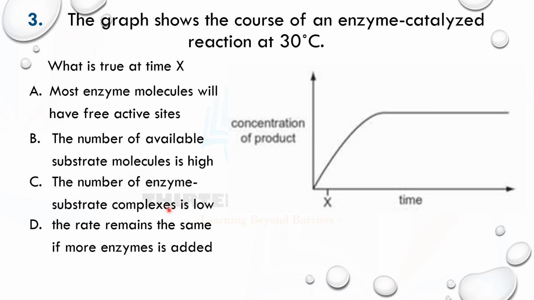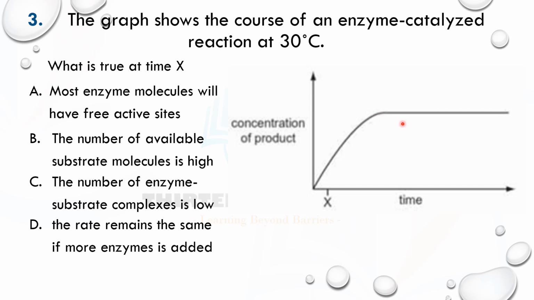The number of enzyme substrate complexes is low. Not exactly correct, because we have a lot of substrate molecules and we have enzyme active sites available. So the enzyme substrate complex may not be low. Then, the rate remains the same if more enzymes are added.